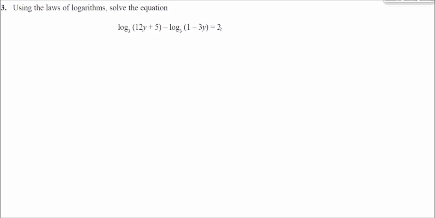So what we need to ask ourselves is, what power of 3 is 3 squared? 3 squared, of course, is 9. So what we can say here is this 2 can be replaced with 9, because 3 squared is 9, the base of the logarithm to that power. So this can be replaced with log base 3 of 9.